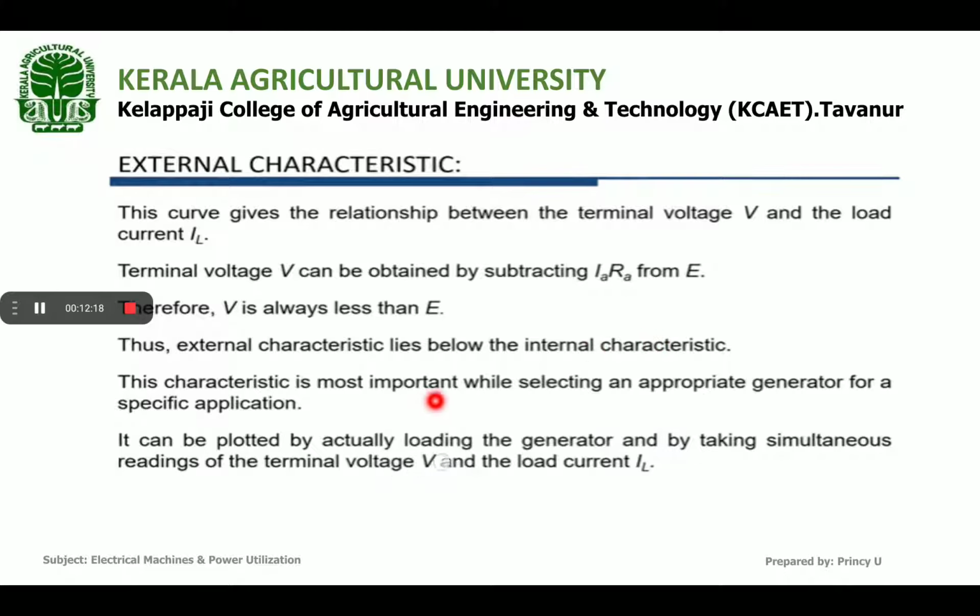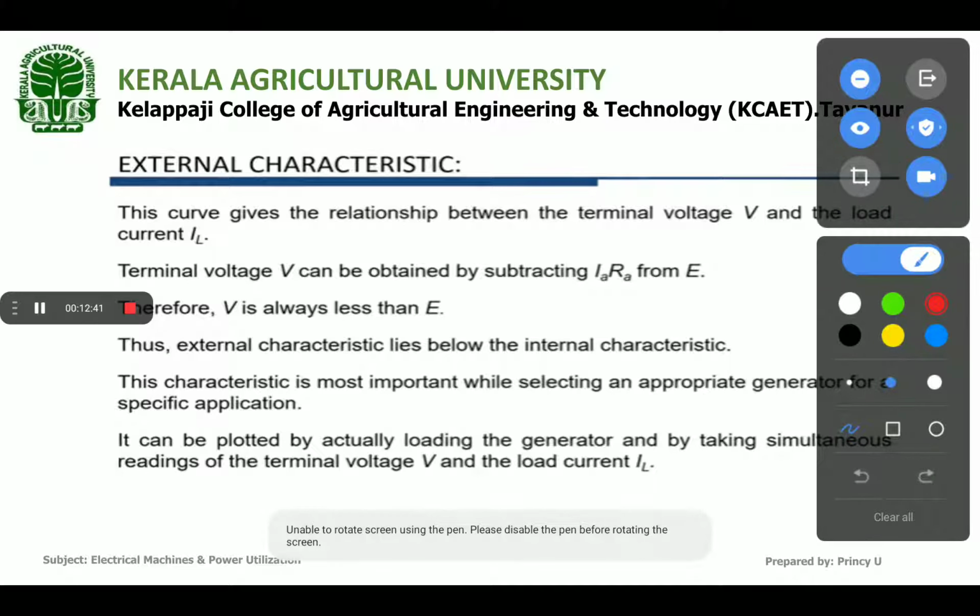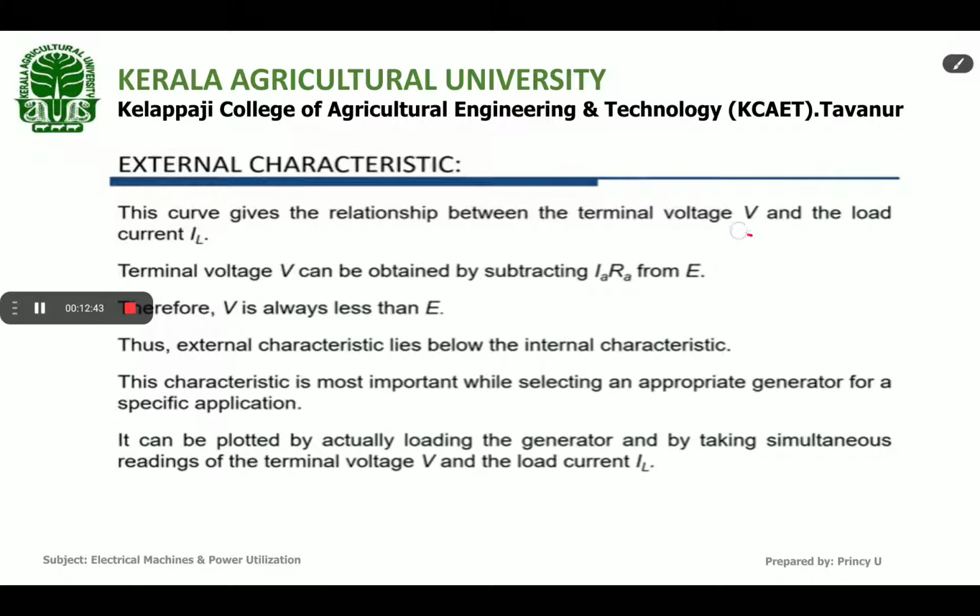So this characteristics is most important while selecting an appropriate generator for a specific application. Okay. And it can be plotted by actually loading the generator and by taking simultaneous reading of the terminal voltage V and load current IL. Okay, so external characteristics means it is the characteristics which is drawn between voltage V and IL, that is terminal voltage V and load current IL, which is namal curve varikkana. Okay, so first namal padicha OCC.